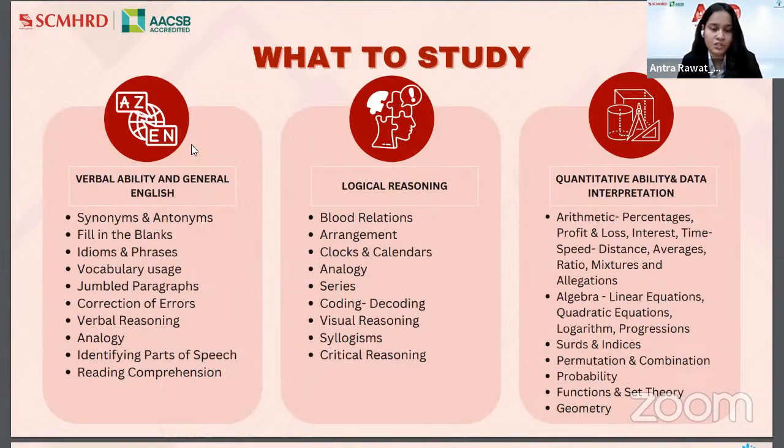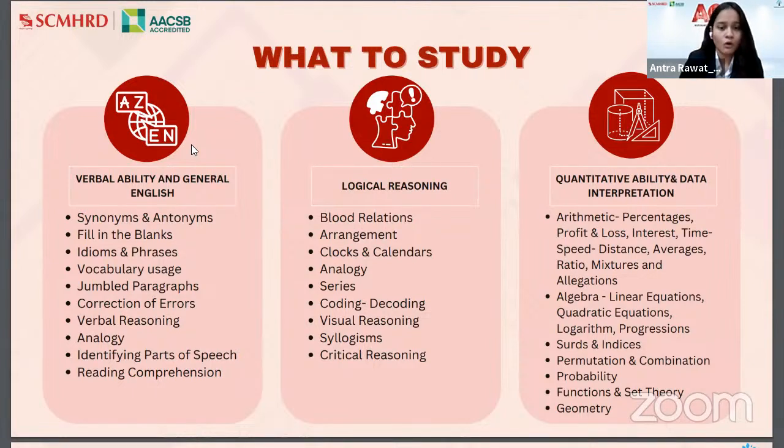So basically, one question arises that we are giving a lot of entrance exams. Why should we study specifically for SNAP? Why should we study both? So one question is, as you can see from the slide, that there are few topics that somewhat are overlapping with other entrance exams, but there are some topics that are a little different. So you have to prepare for SNAP separately.